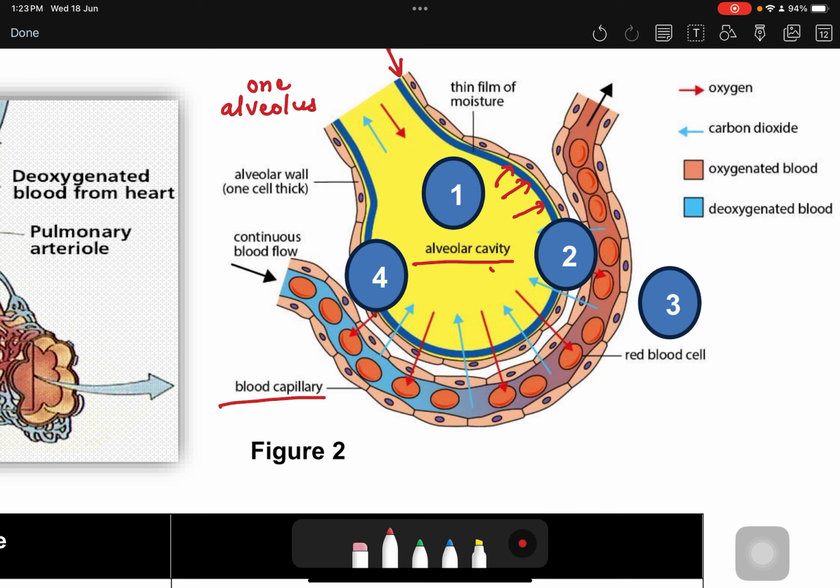So I'll pause here with just a quick question. Why must oxygen dissolve in the thin film of moisture before it gets diffused across and into the red blood cell? I'd like you to think and ponder with your knowledge of movement of substances, why must the oxygen dissolve in a thin film of moisture instead of just moving across?